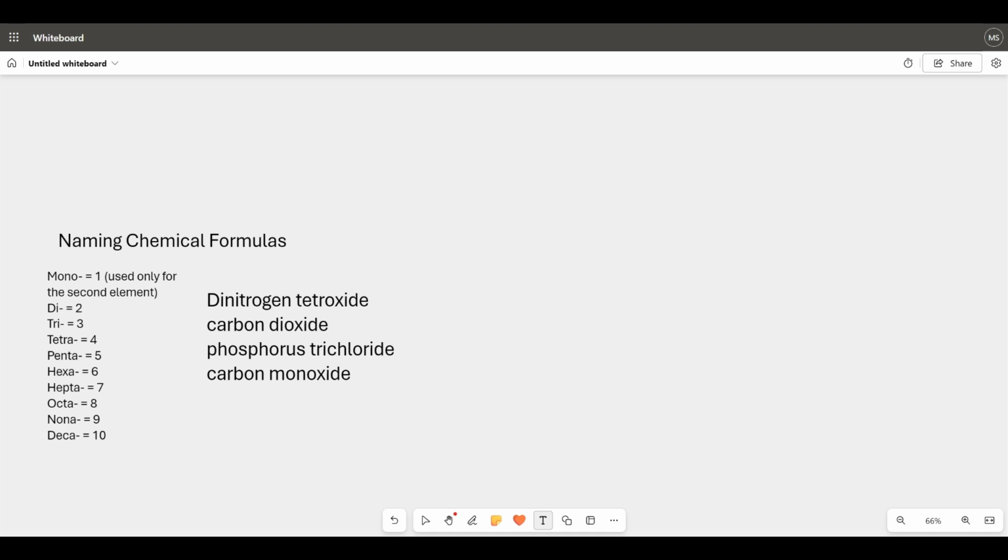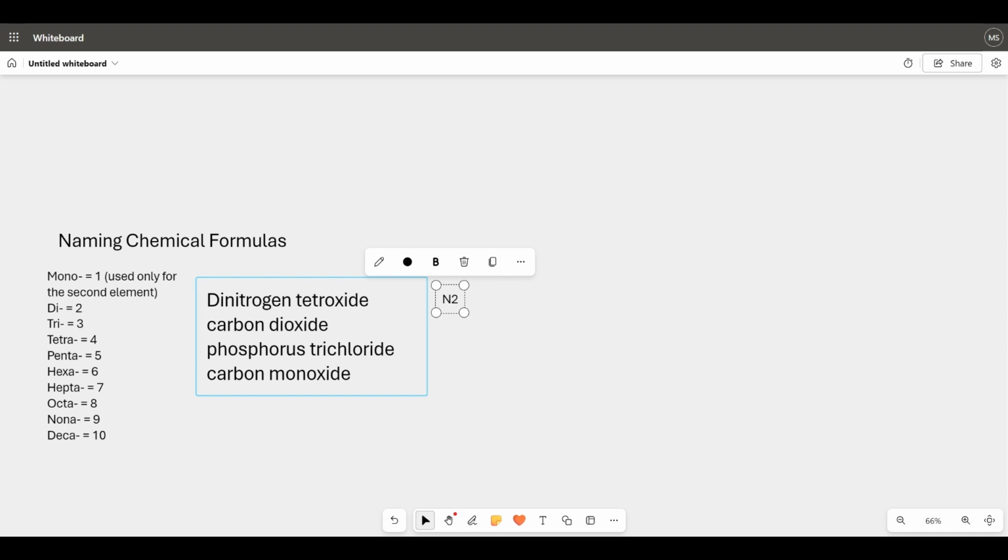You notice that the first one has a nitrogen in it. Nitrogen has a symbol of N, so we'll just put N there. Then we notice that there's a di in the prefix, and di corresponds to 2. So it's going to be N2. I can't put this as a subscript in Microsoft Whiteboard, but just pretend this is a subscript. Now we're left with tetroxide.